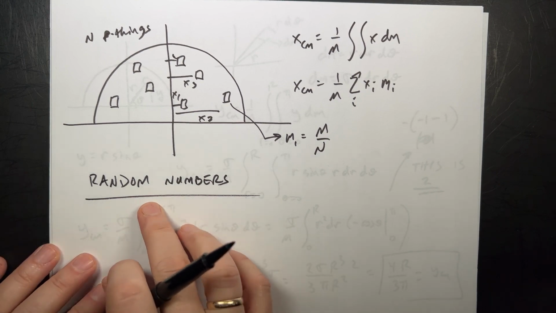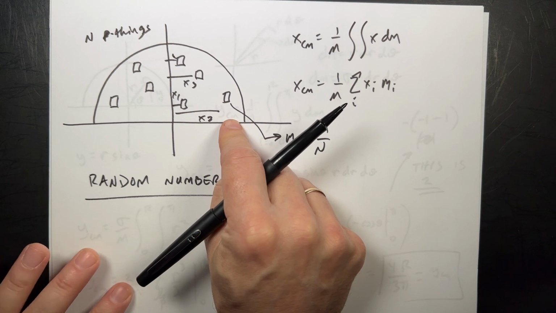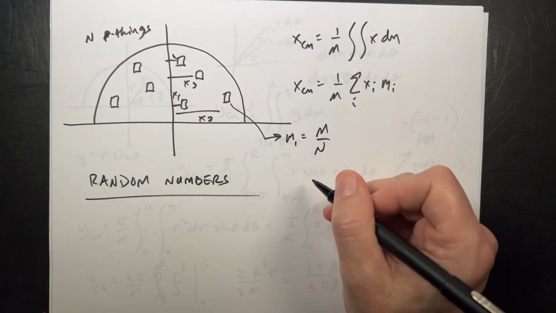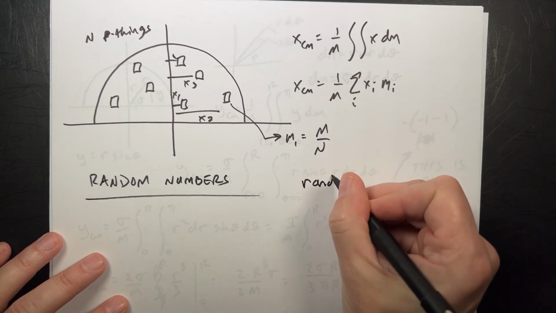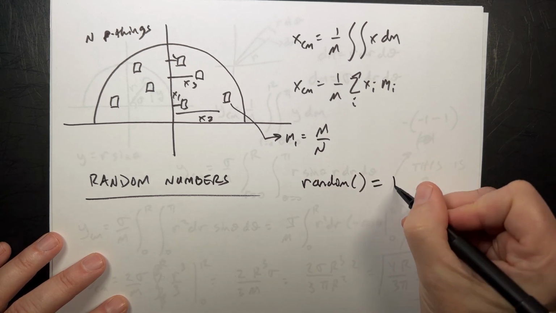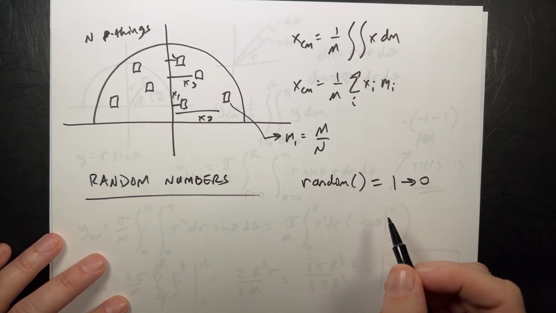So I'm going to break this into n pieces using random numbers in Python, and I'm going to give you the code. Now, here's the trick. The Python I'm using really only has one random function. It's called random, and it gives you a number between 0 and 1. Random, parentheses. That just gives you a random number.